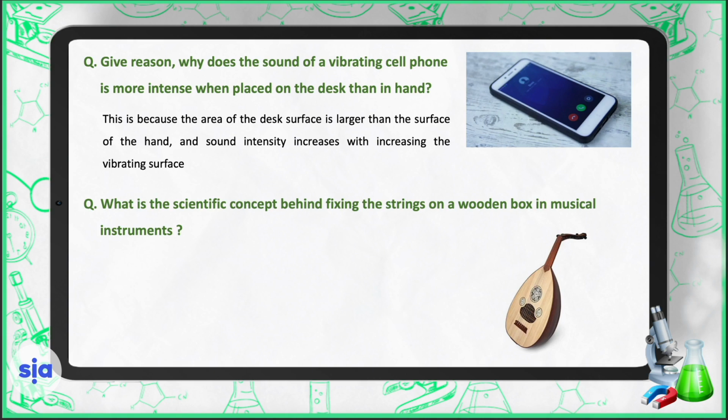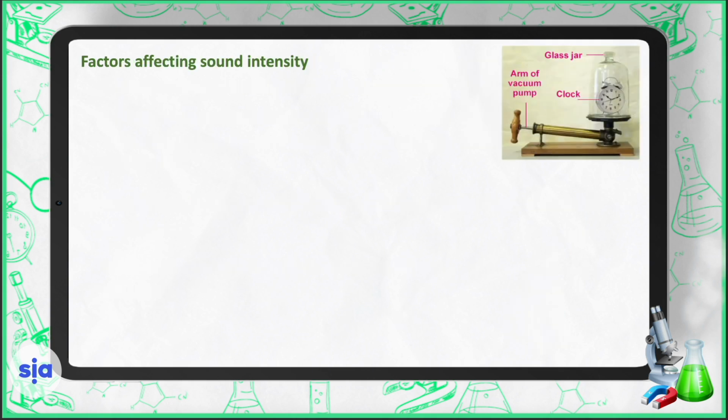What is the scientific concept behind fixing the strings on a wooden box in musical instruments? This is to increase the sound intensity by increasing the surface of the vibrating area. The fifth factor affecting sound intensity is the medium density.